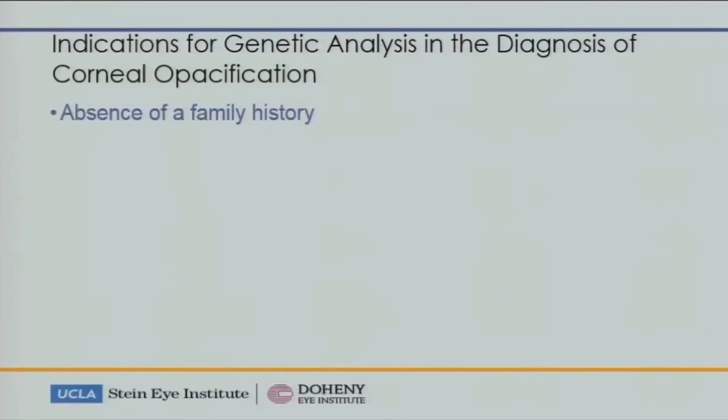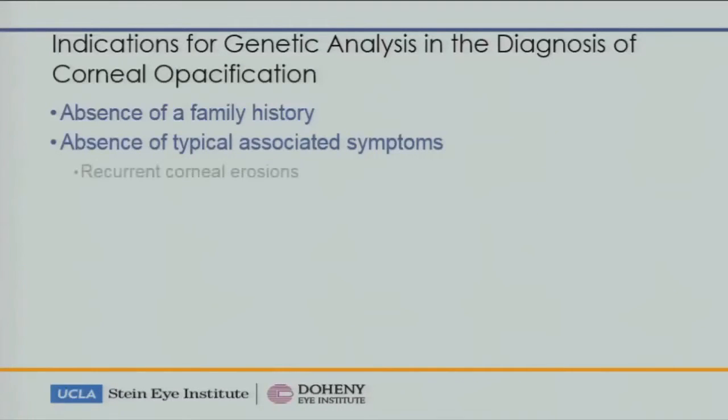So indications for genetic analysis in diagnosing corneal opacities: absence of a family history. Somebody looks like they have a lattice dystrophy, granular, Meesmann's, whatever, but there's no family history. Think about doing genetic testing. They have absence of associated symptoms. The gentleman from Arizona without recurrent erosions who looked like he has lattice. Lattice patients always get recurrent erosions. So you see that? Think about doing genetic testing.